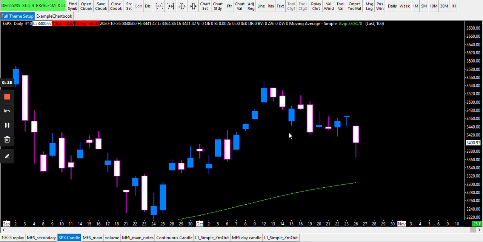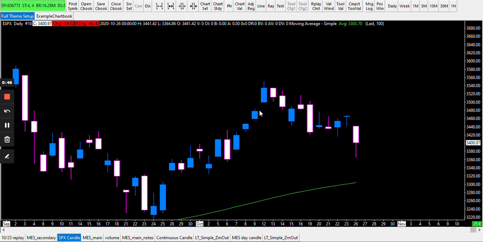So the definition I'll use, and this is more or less a general definition you'll find anywhere, is that a gap is said to occur when the opening price on a day or in a session is outside of the high or low of the previous day. So that means it's opening outside of the previous day's high or low, outside of the previous day's range or extremes. You can find it pretty easily.